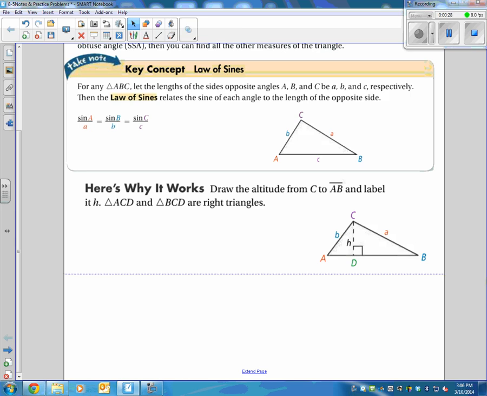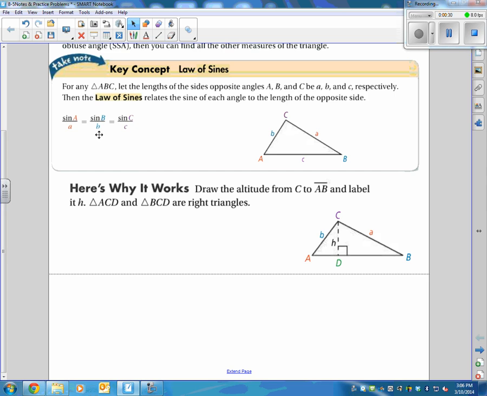So the law of sines states that the sine of angle A over the side length of angle A, and the sine of angle B over the side length of angle B, and the sine of angle C and the side length C are all proportional to each other. So that's basically what we are going to prove, and this is how it works, or why it works.